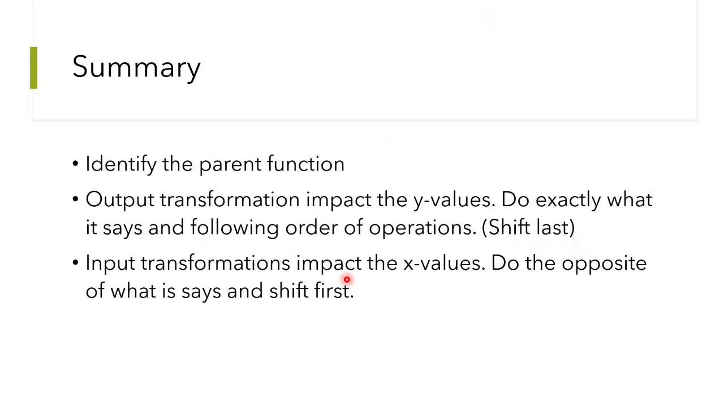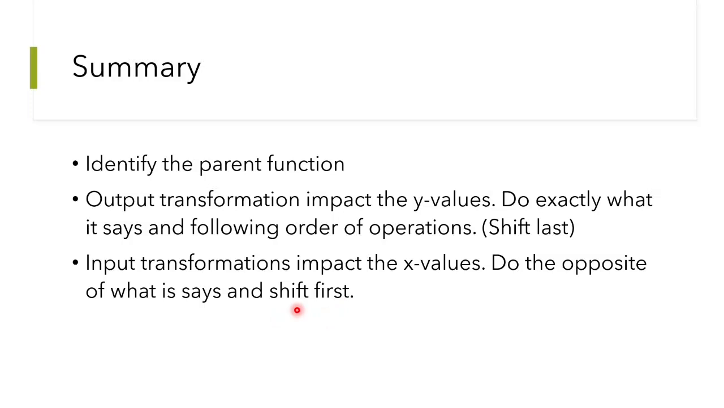If you have things happening inside the function or inside the parentheses, those are input transformations. They're going to impact your x values. You're always going to do the opposite of what it says. Everything is opposite. So if it says add, you'll subtract. If it says multiply, you'll divide, etc. The order is also opposite. You do PEMDAS backwards. Everything is backwards with our input transformations. So if there are multiple input transformations, we're going to actually have to do the shifts first and then deal with any stretching or reflecting.